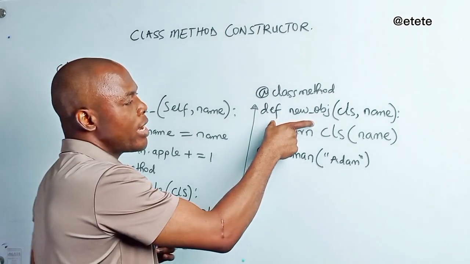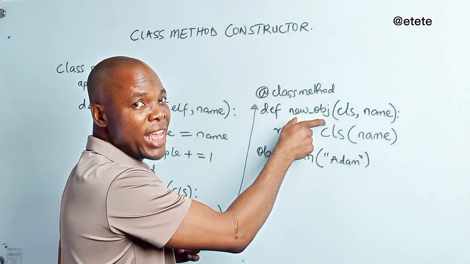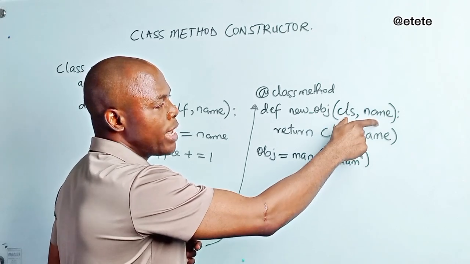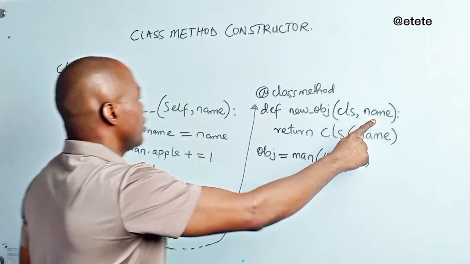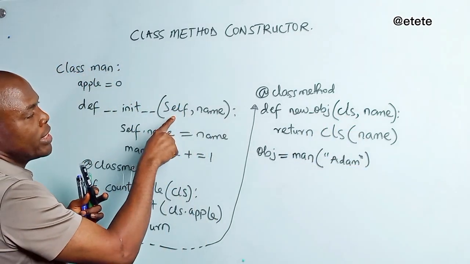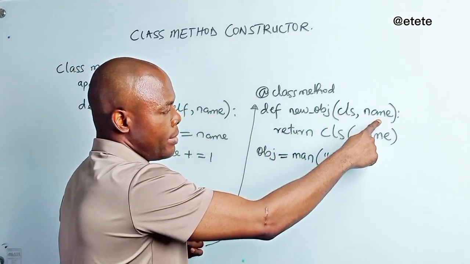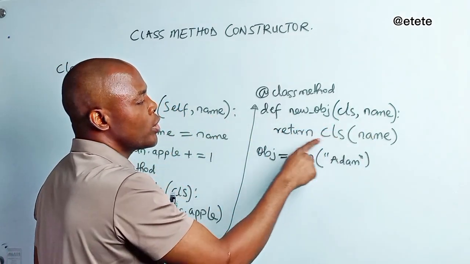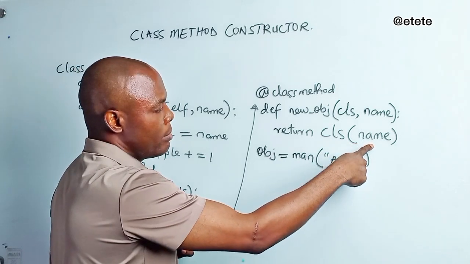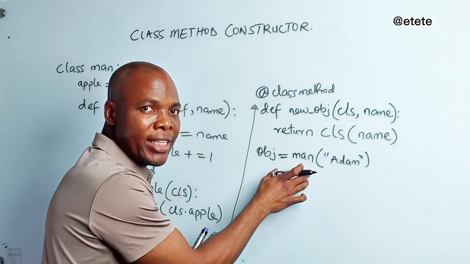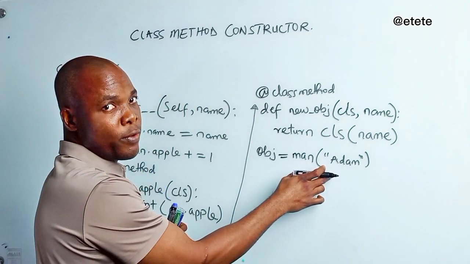So I'm creating another object, which is what? New object as my method. This new object as a method is expecting two parameters, which is what? CLS and name. Just like this constructor expecting self and name. This one is expecting class and name, right? Then I will come in and say return CLS name. Good. So now, then I instantiate this class by creating the first object.